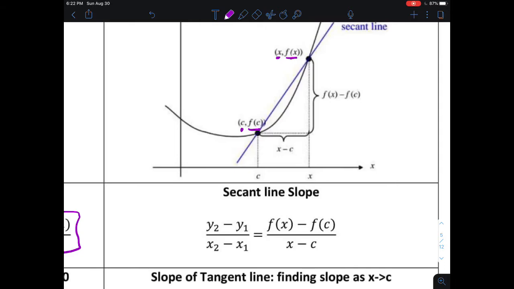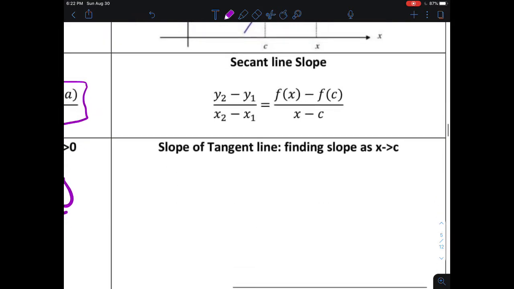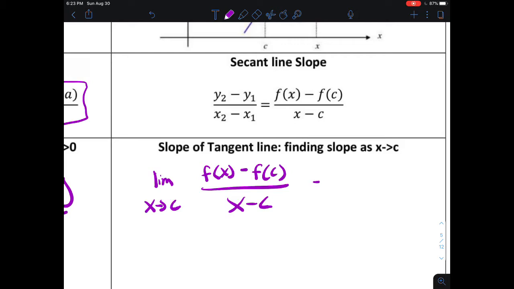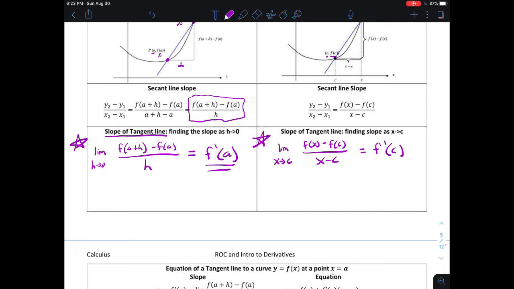Now, our tangent line to the curve at x equals c in this case would be the limit of that slope, which would be the limit as x approaches c, whatever that c value is, as x gets closer and closer to that value. The slope of that tangent line is going to equal the limit of f of x minus f of c over x minus c. So that would be the slope of my tangent line at x equals c, or f prime of c, representing the derivative. And those are two very important limits to keep in mind as we proceed forward.